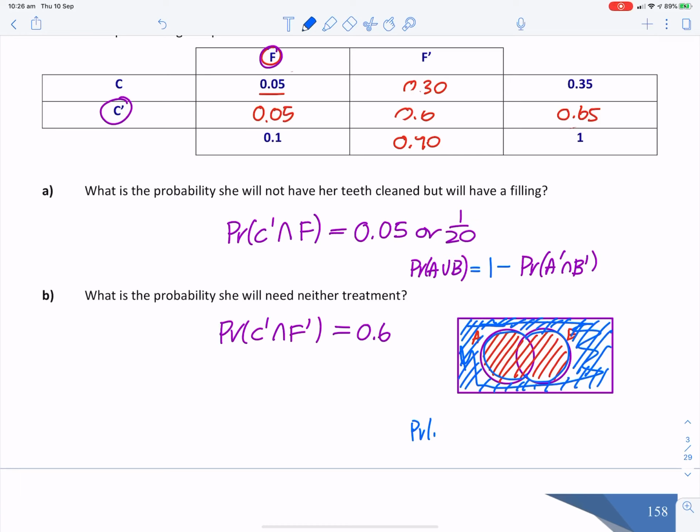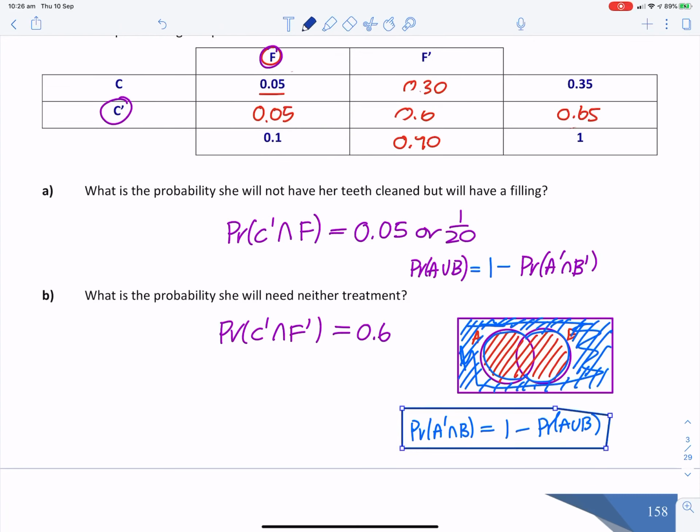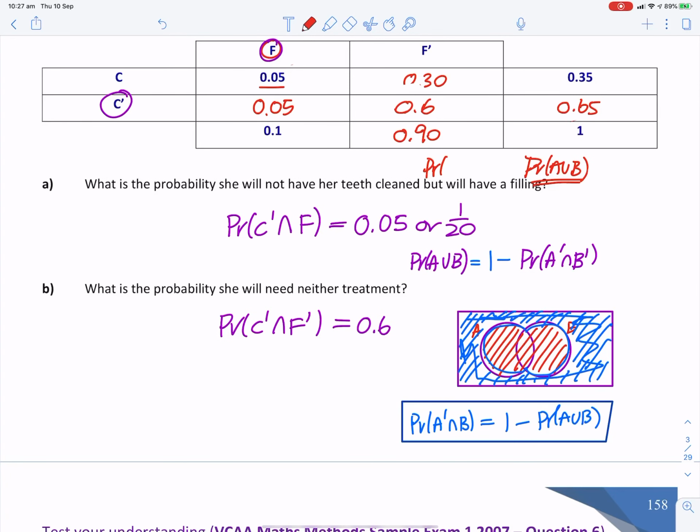And conversely, if I say what's the probability of A naught intersects B naught, well, that's 1 minus the probability of A or B. So this rule can be really useful when you have a Karnaugh map, because they might give you the probability of A or B, but A or B is useless in this table because there is no A or B. However, it's not useless because we know the probability of A naught intersects B naught is 1 minus that probability. So if I said to you, looking at this table, what's the probability of A or B? We know it's 1 minus 0.6, which is 0.4.